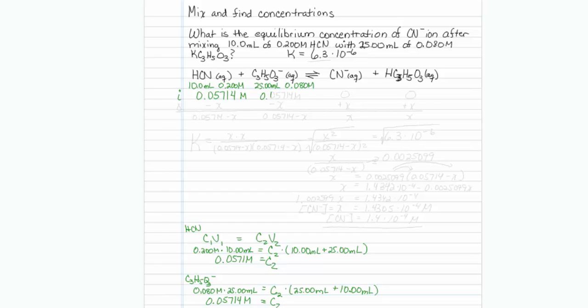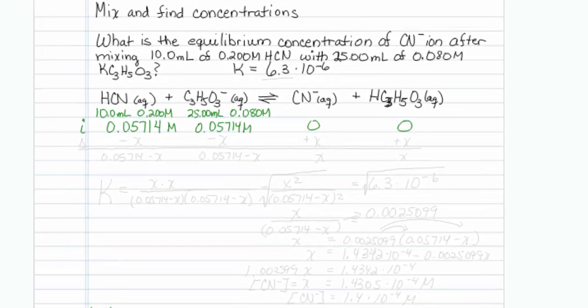So I will put this as 0.05714 molar. And no product when I start. Okay. We will start the reaction, and it will shift to the right. So I will have minus x and minus x, plus x and plus x, because all my coefficients are 1. So at equilibrium, this will be my initial concentration minus some amount I lost. This will be my initial concentration minus some amount I lost, and x and x.